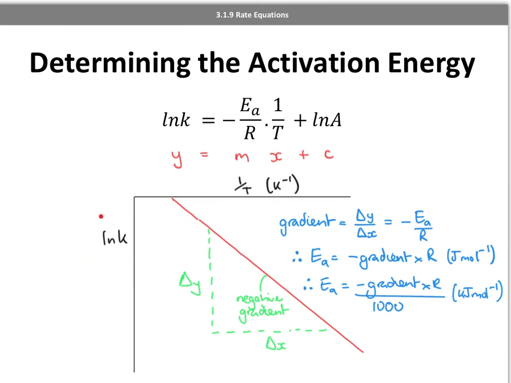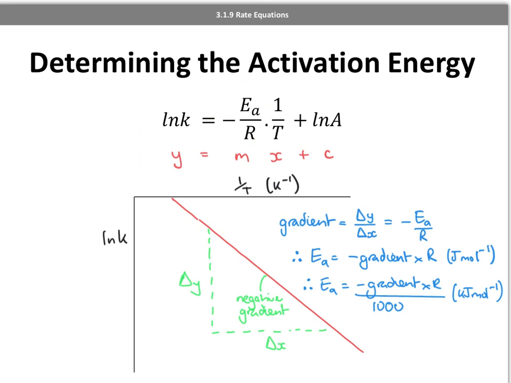So we're plotting ln k, which is proportional to the rate, proportional to 1 over time, against 1 over temperature, which is Kelvin to the minus 1. When we plot this, we will get a straight line because it's of this form, y equals mx plus c. That straight line will have a negative gradient. We can see that it's got a negative gradient. We work out the gradient by doing the change in y over the change in x, and that equals m in our y equals mx plus c, and m is minus EA over R.